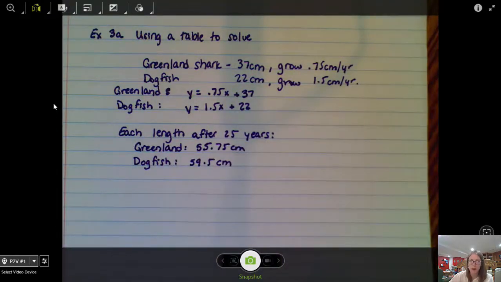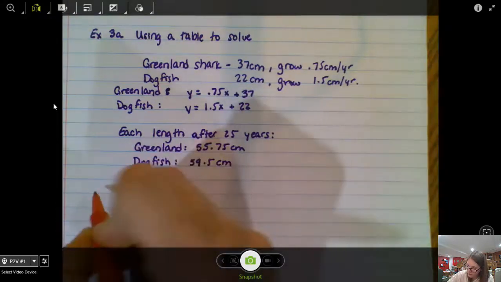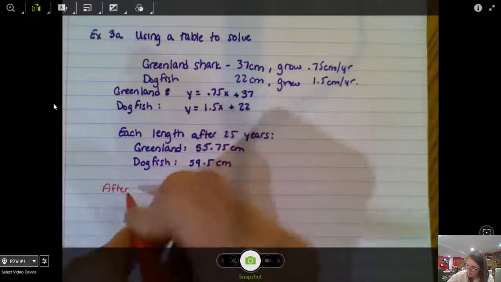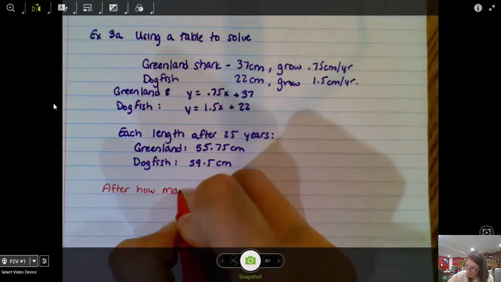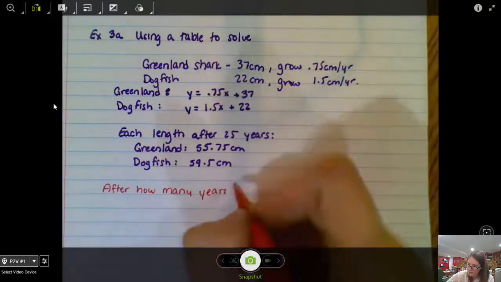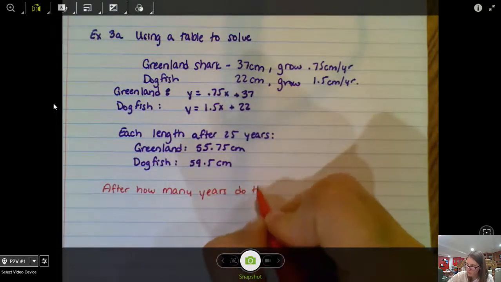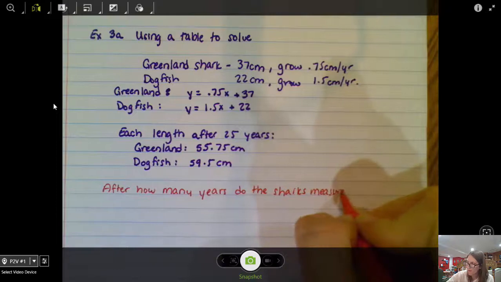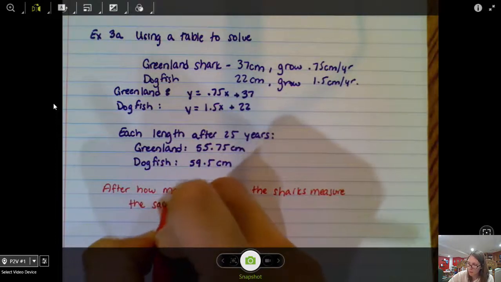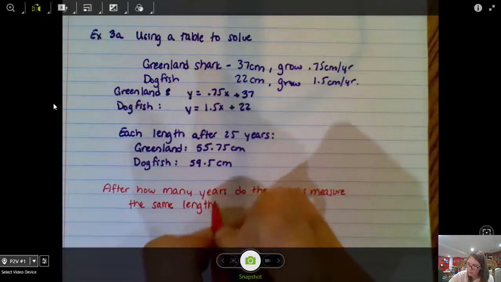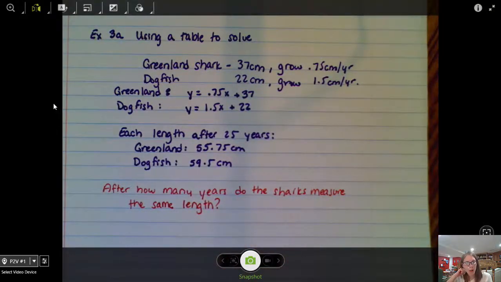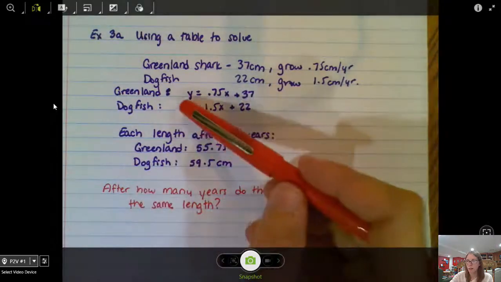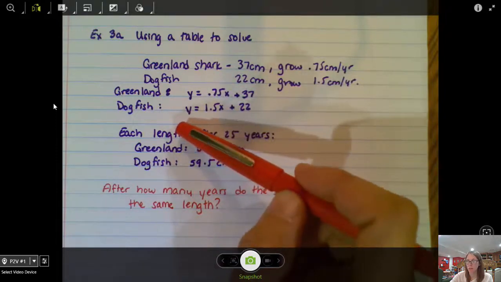Now I'm going to add one more part to this question here. My other part to this question is, after how many years do the sharks measure the same length? Well, we can use our table to help us here also. If our sharks are the same length, their y values are going to be the same.